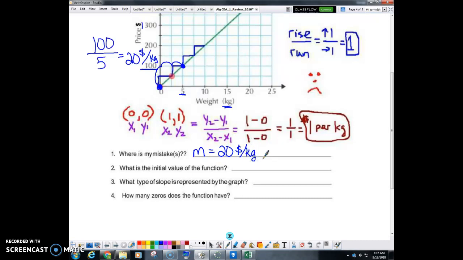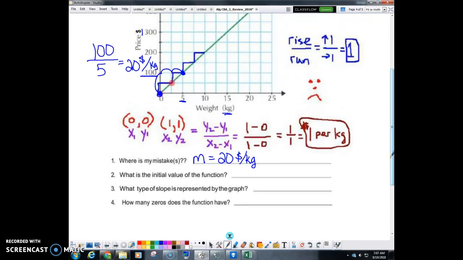Okay. What is the initial value of the function? Okay, initial value is another word for y-intercept. Well, if you look at the graph, the y-intercept is 0. That's where it crosses the y-axis.